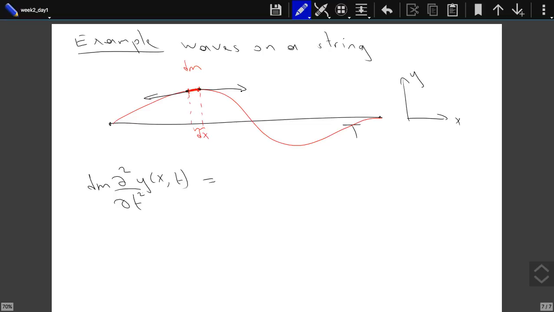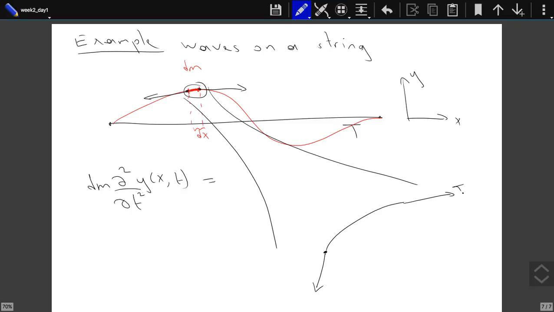they are not anti-parallel. Let me just exaggerate that picture a bit so that we will see it easier. Let's assume that this is the part of that string over there. Now, at this point, the tension is in this direction. At this point, the tension is in this direction. Both are T.